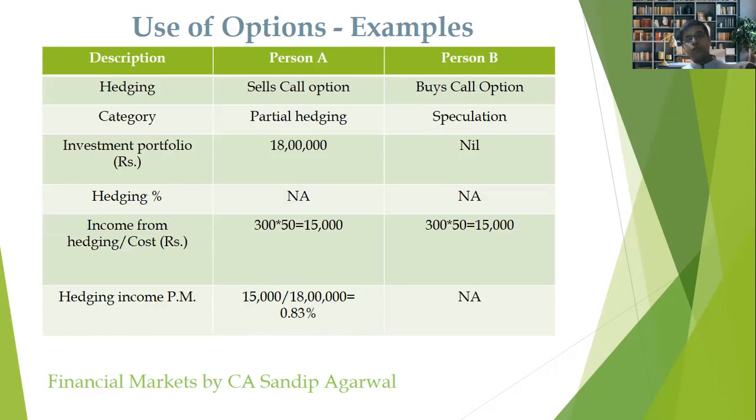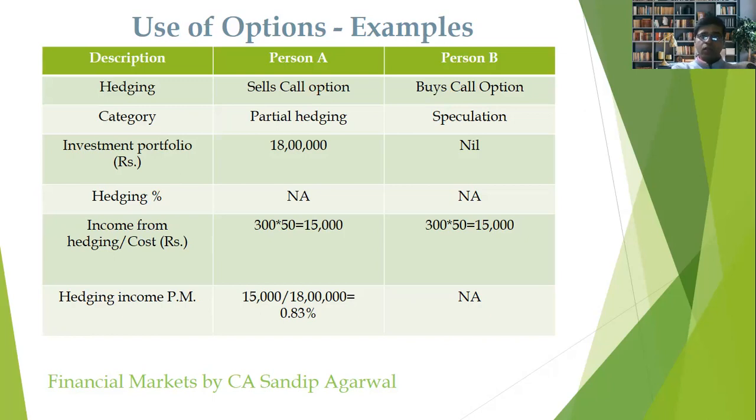Now we continue this use of options. This example continues. In the first example, we have seen how a person hedges his portfolio by buying a put option, and there is a speculator who is selling it. So one is the hedger, another is the speculator. Now the third category is partial hedging plus income generating.